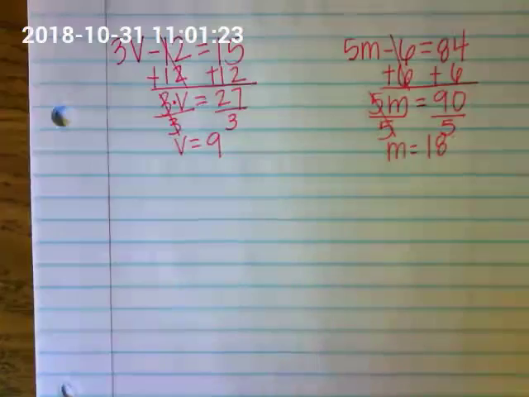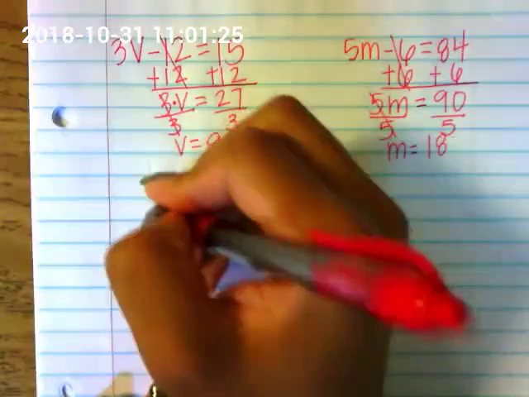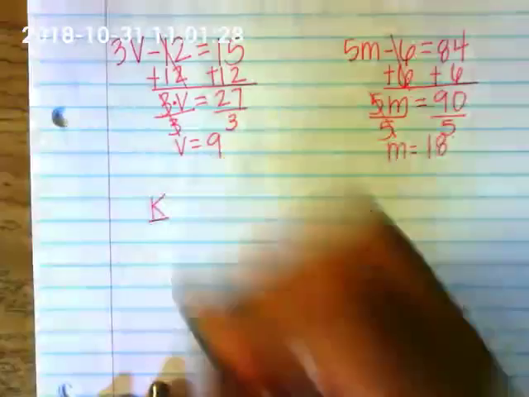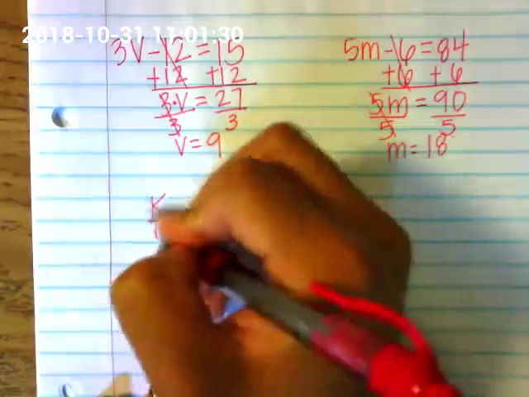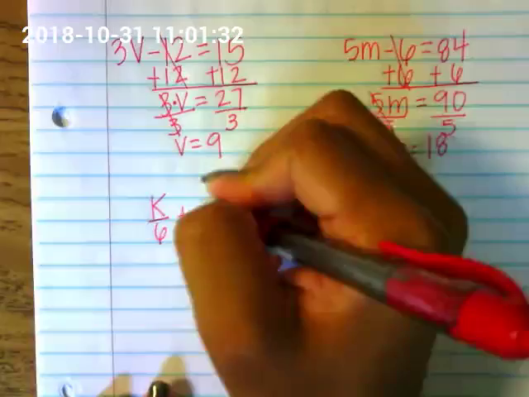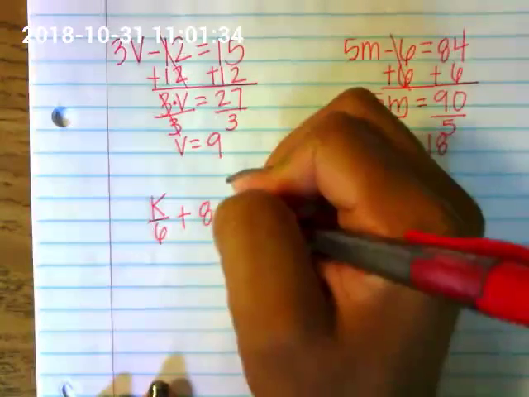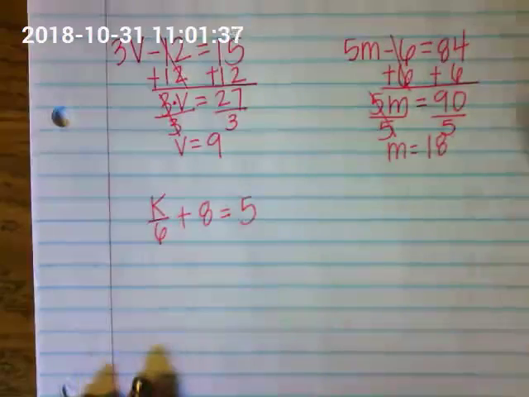Let's do another problem where we have some division. k divided by 6 plus 8 is equal to 5.